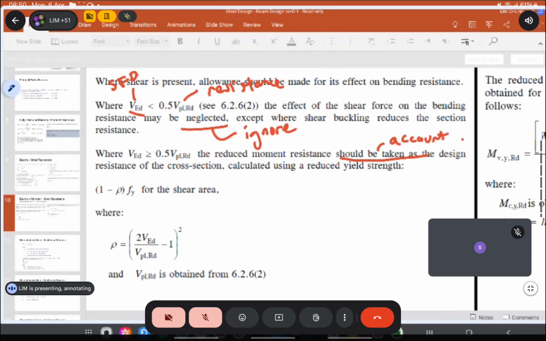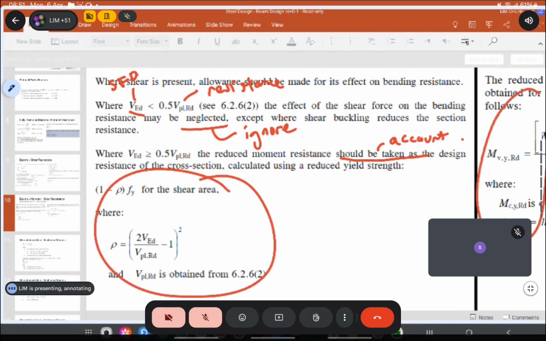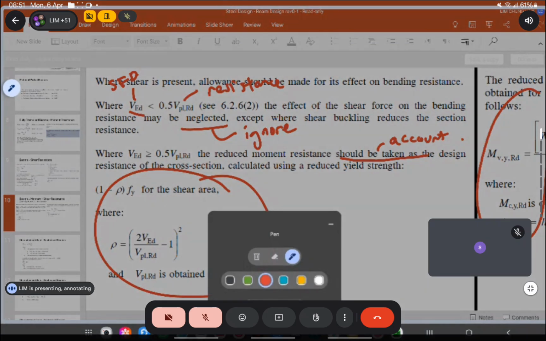You have to account for it. So you have to do all this calculation. If it's more, then you have to take it into account. The way you take it into account is you do this calculation and all this calculation here on the right. But normally, like I say, you can ignore it. Why? This is why I showed you the shear force diagram earlier.